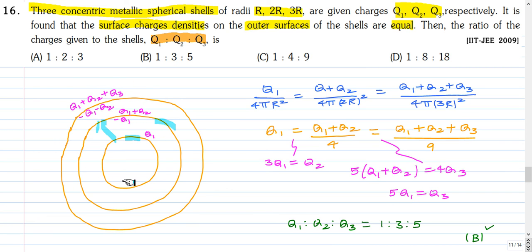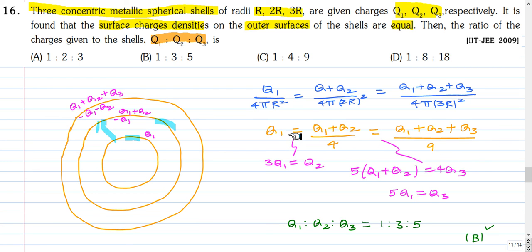Once we know the charge distribution, we can find the surface charge density of the outer surface of each shell. The surface density of the outer surface of the first, inner shell is Q1 by 4 pi r square. For the outer surface of the middle shell it is Q1 plus Q2 divided by 4 pi, its radius square, that is 2r square. For the outermost shell it's Q1 plus Q2 plus Q3 divided by 4 pi, its radius square, that is 3r square. So 4 pi can be cancelled, r square can be cancelled, and we get Q1 equal to Q1 plus Q2 by 4, and that's equal to Q1 plus Q2 plus Q3 by 9.